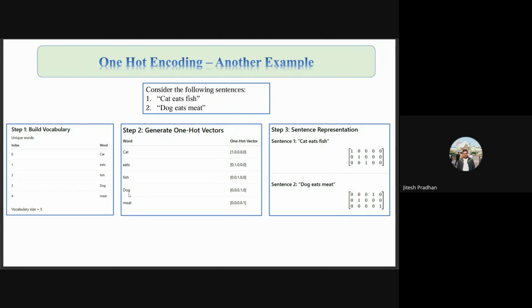Dog eats meat, so we can get the dog sentence here, with eat from here and meat from here. So "dog eat meat" will be a 3 cross 3, it will be a 3 cross 5 matrix. Look at here, these are the matrix representations.